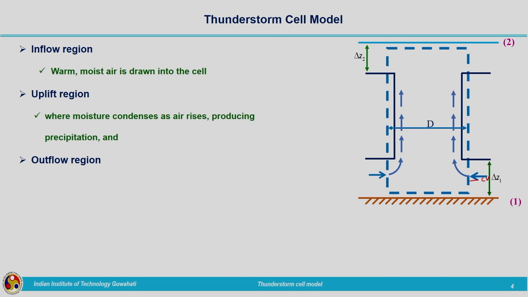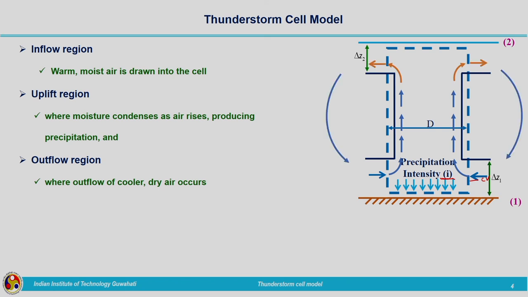As it rises, it will be cooled and the condensation of the water vapor will take place, thus producing precipitation. This precipitation will be falling onto the ground, for which we are considering an intensity of I. Now, once the precipitation has occurred, here at the outflow region, the air which is remaining will be dry. That air will be cooler and it will be coming out through the outflow cell. So, dry air will be moving out to the atmosphere in the upper region through the outflow region.